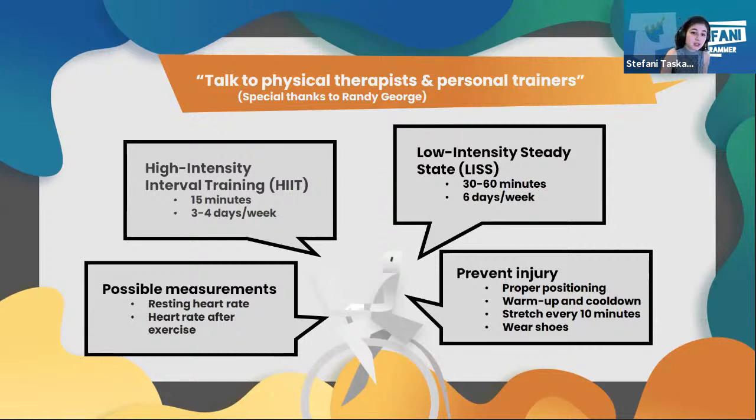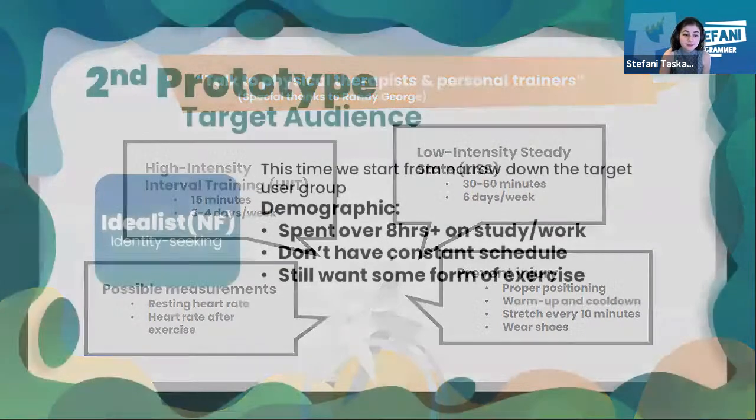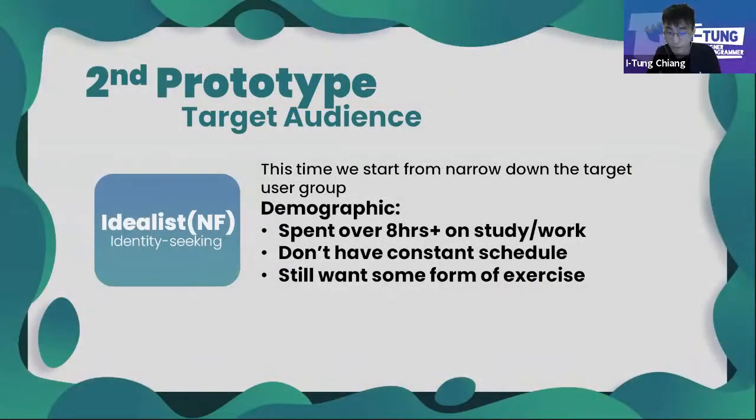Next, Yitung is going to talk about our second prototype. Thanks, Steph. I'm Yitung. I'm a programmer on the team. After the quarter, we started to narrow down our target user. For this prototype, we focus on the user who spends many hours sitting on a seat, working from home, and wants to find a way to exercise. In the player model, they are idealists who seek inner change.